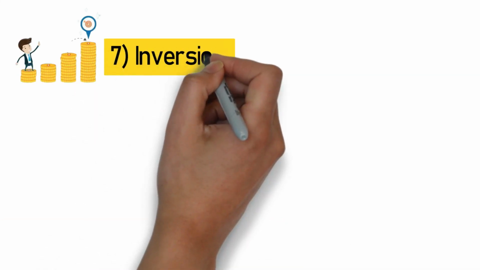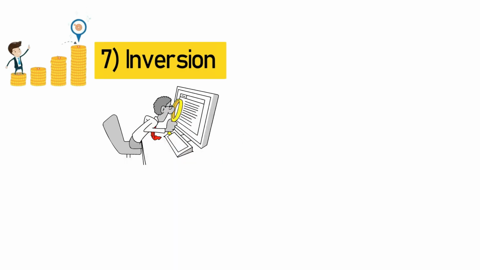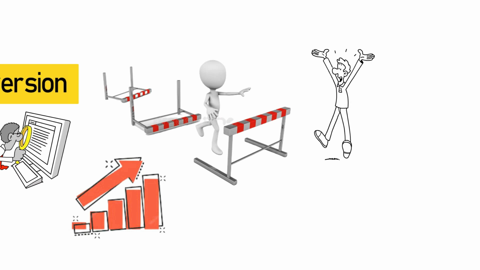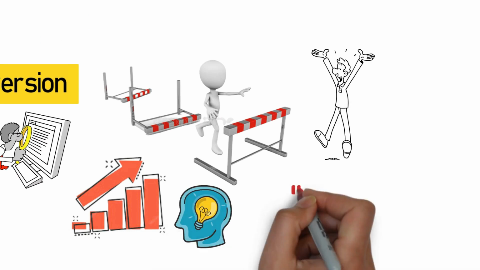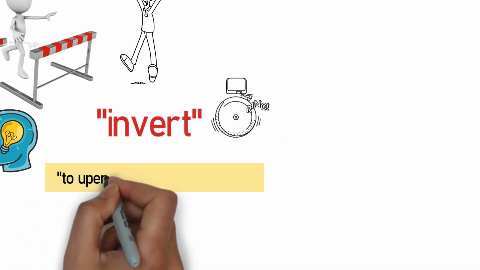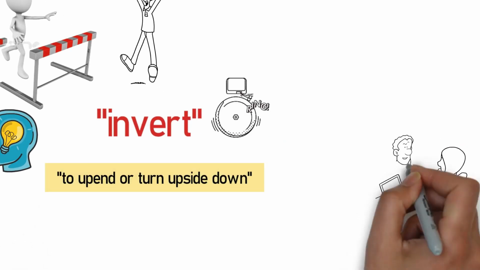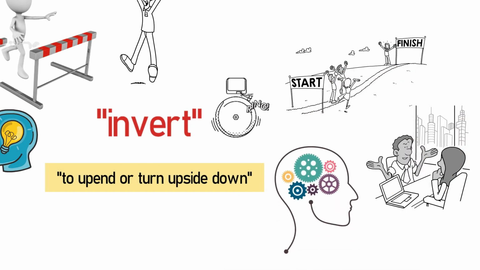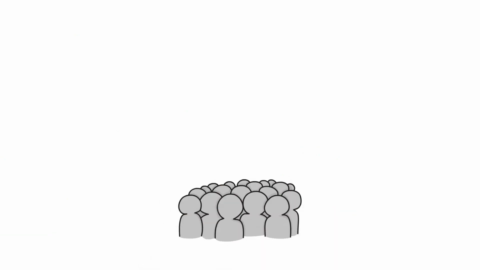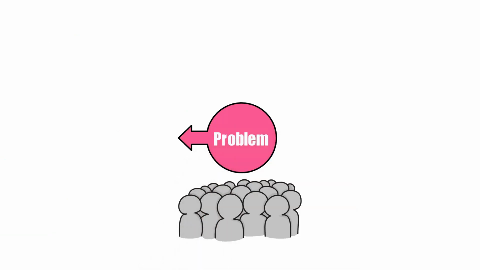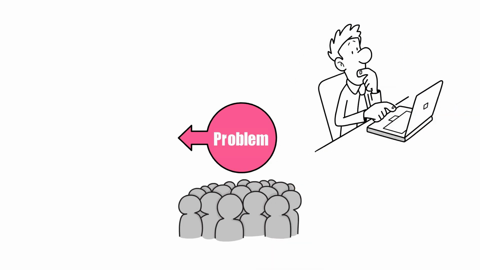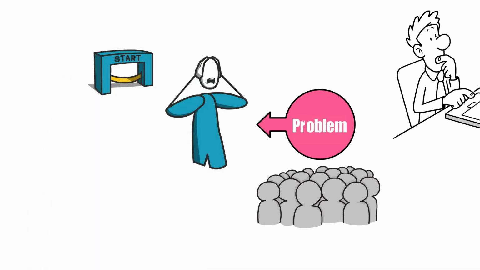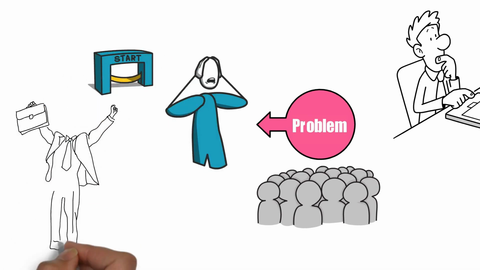Number 7, inversion. Because it helps you identify and remove obstacles to success, inversion is a powerful tool for improving your thinking. Inversion comes from the word invert, which means to upend or turn upside down. It means approaching the situation from the opposite end of the natural starting point as a thinking tool. Most of us have a tendency to approach a problem in one direction, forward. It allows us to think backwards by turning the problem around. Starting at the beginning is sometimes useful, but starting at the end can be even more beneficial.